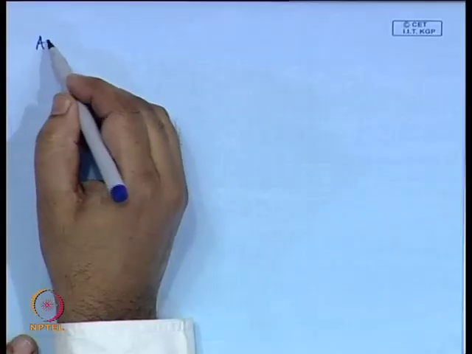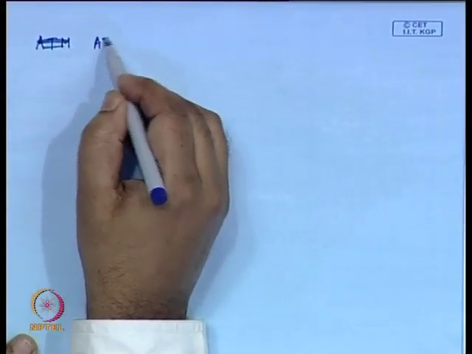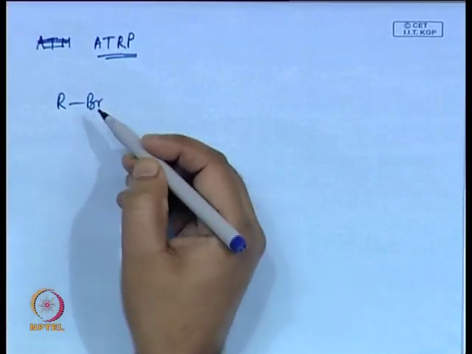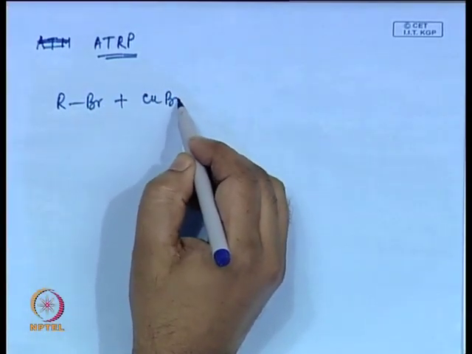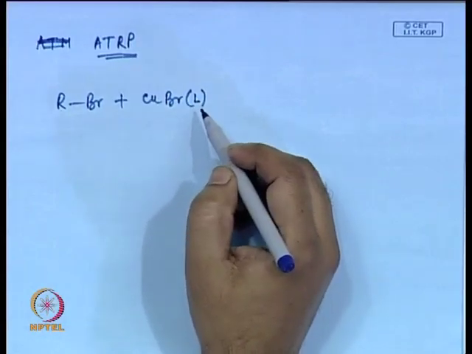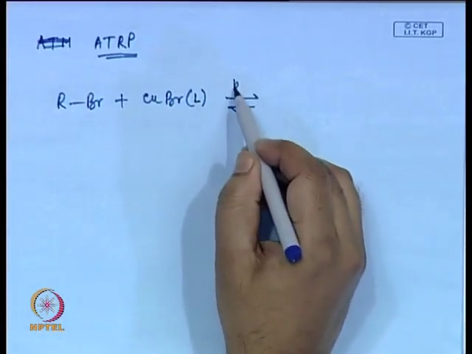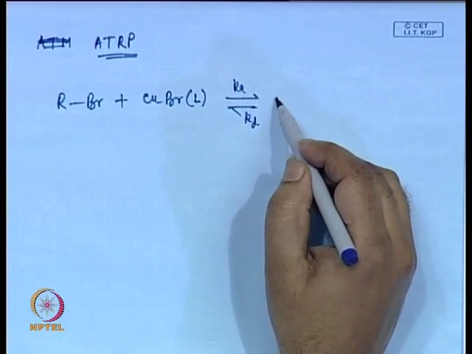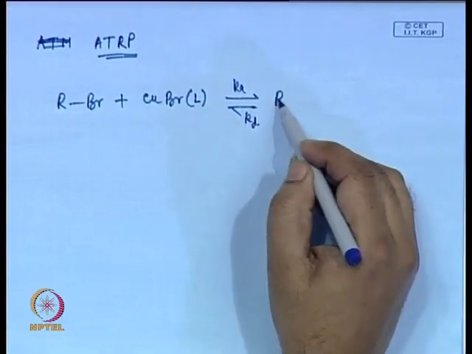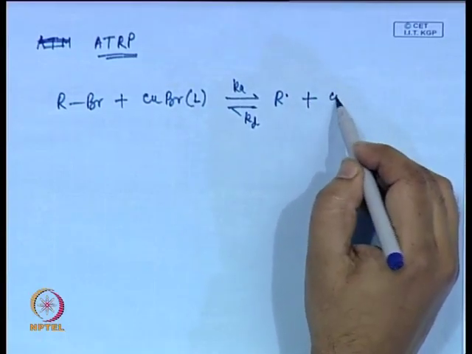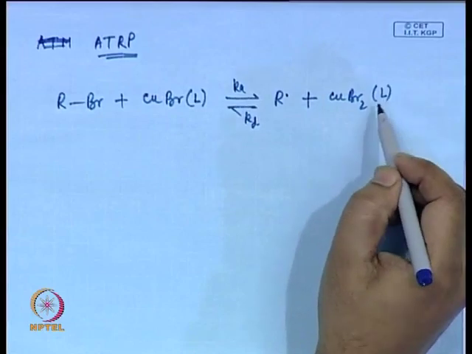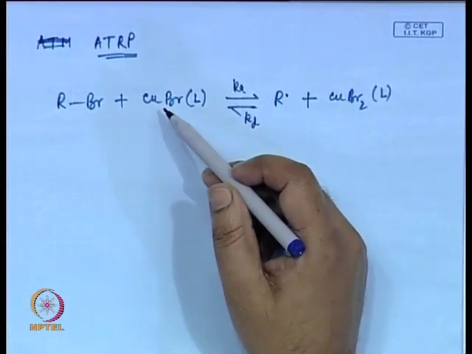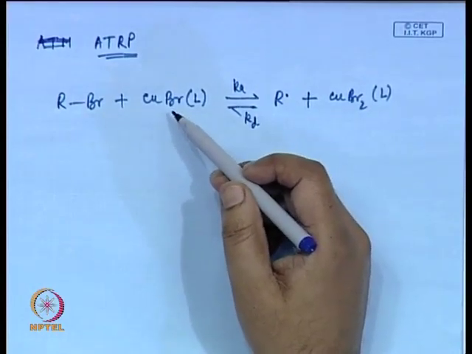There are three types of living radical polymerization. First one is ATRP, atom transfer radical polymerization. In this case, your initiator is a halide and you have a redox reaction where you have a Cu plus halide. It can undergo a reversible atom transfer reduction process where you get R dot plus CuBr2L. L is an organic ligand which basically complexes with this copper salt, so that the copper salt remains soluble in the organic solvent.